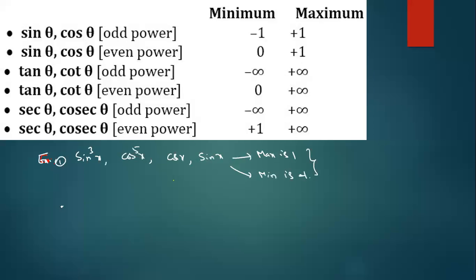Suppose the power is even. Sin power 100x, cos square x, sin power 4x, cos power 6x. In these cases, what is the maximum, dear students? It is 1. Minimum is 0.